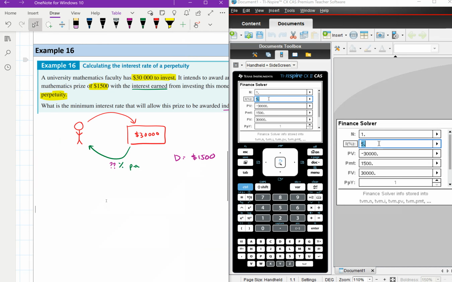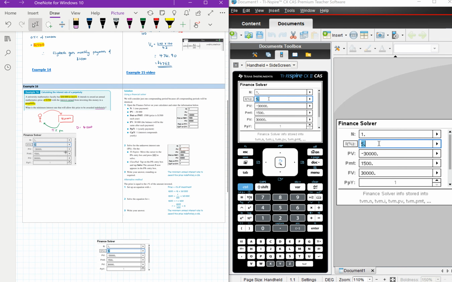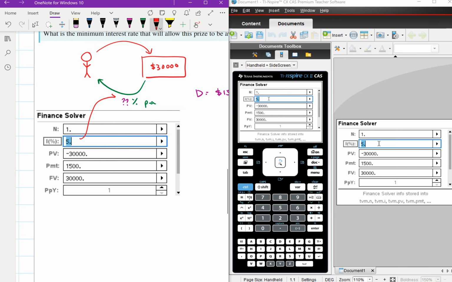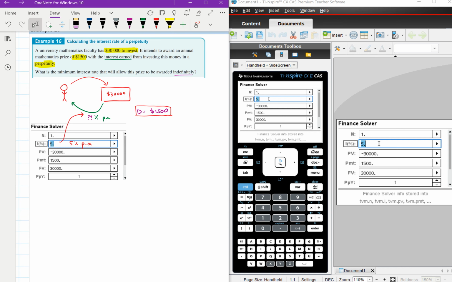Okay, so I'm just going to go back here just to paste. Here we go. So you can see in the finance solver, I figured out now that I need 5%. That's the rate that's needed. 5% per annum is what I would need if I want $30,000 in the account of this organization, and they will give me a yearly payment of $1,500. And I'll use that to then award an annual mathematics prize of $1,500. Okay, so that's what you can do with your finance solver.